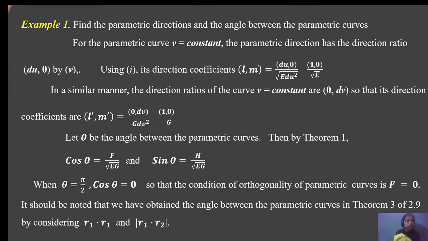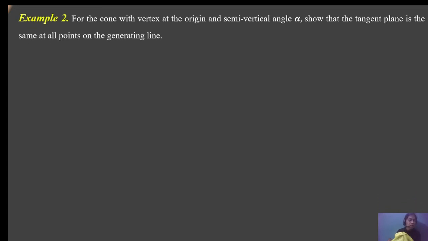It should be noted that to obtain the angle between parametric curves from the equation, r1 cross r2 equals mod of r1 cross r2. This is the example that was given.